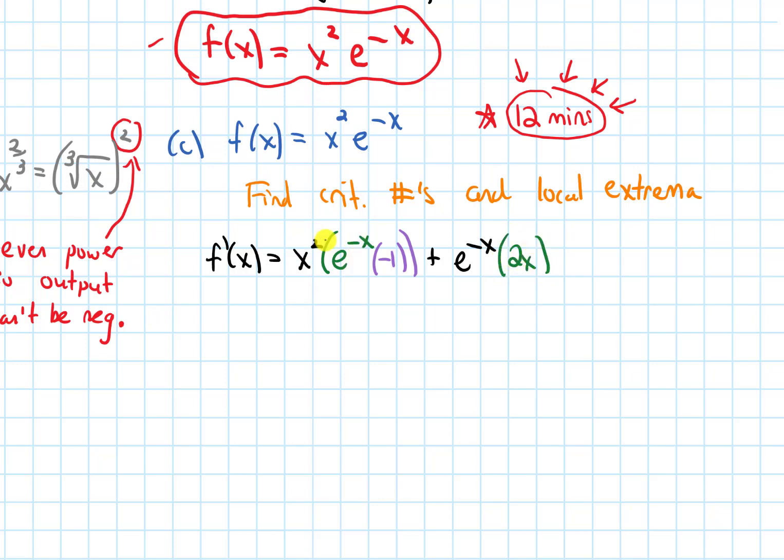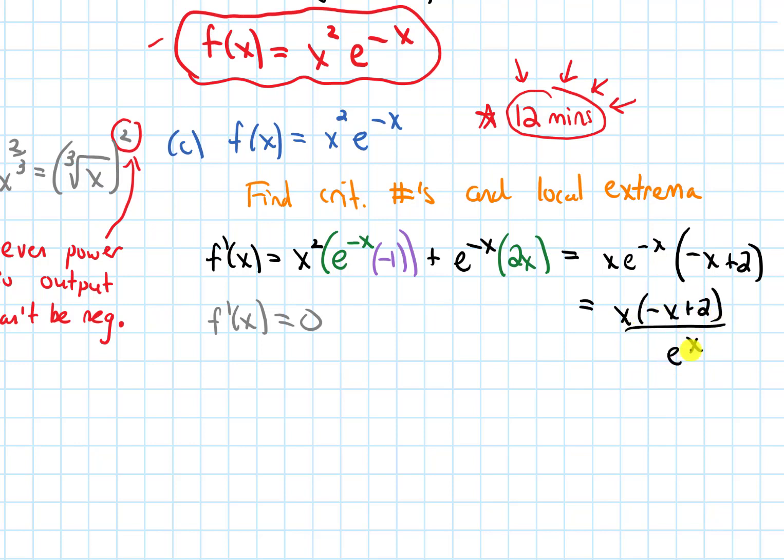And now I want to simplify this because I need to figure out when it is 0, when it is undefined. So let's factor, and I can factor out an e to the negative x. I can also take out an x, that's common to both of these. And doing that, we'll be left with a negative x from the first term, and then a +2 from the second term. All right, so our derivative equals 0. It might be helpful to bring the e to the negative x to the denominator. I get x times negative x plus 2 over e to the x now.